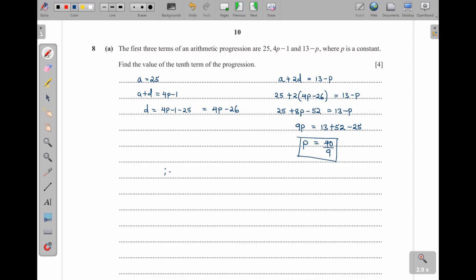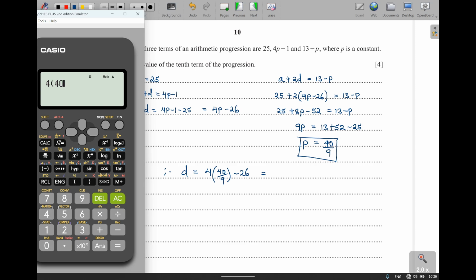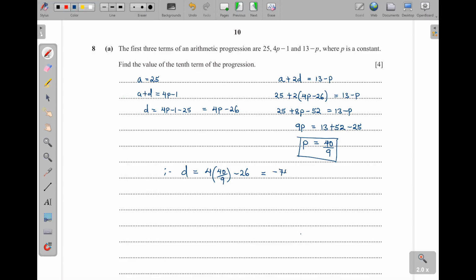So this implies that d is going to be 4 times p, then minus the 26. Now, what do we get here altogether? Let me first simplify this one here. 4 into 40 over 9, then minus 26. This gives us negative 74 over 9. Negative 74 over 9. Now we need the 10th term.